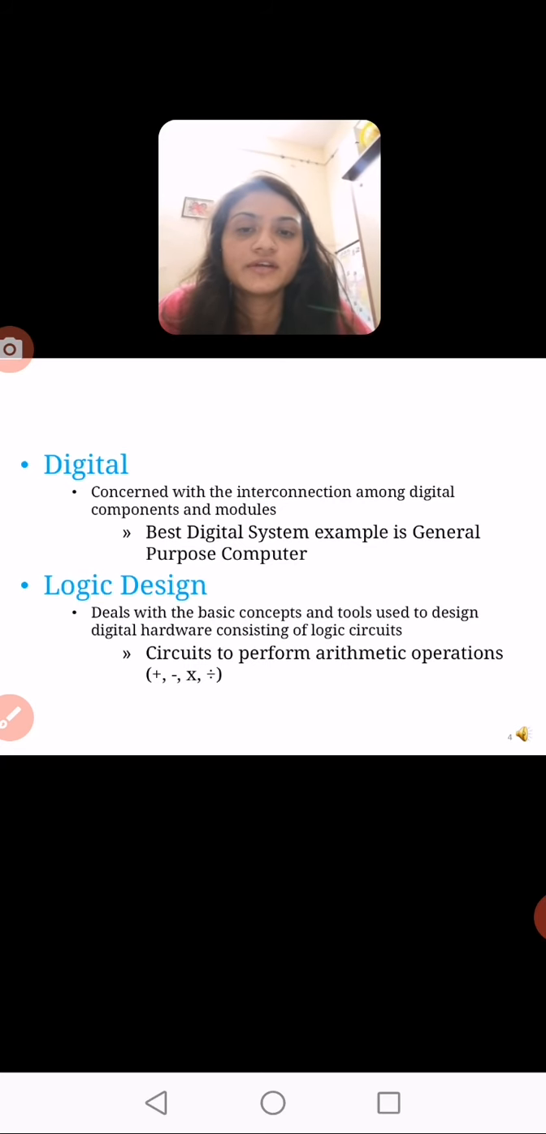So you have these two terms, digital and logic design. The difference between these two is that digital generally deals with logic 0 and logic 1. It has only two states, while logic design uses this digital signal to perform various logical and arithmetical operations.